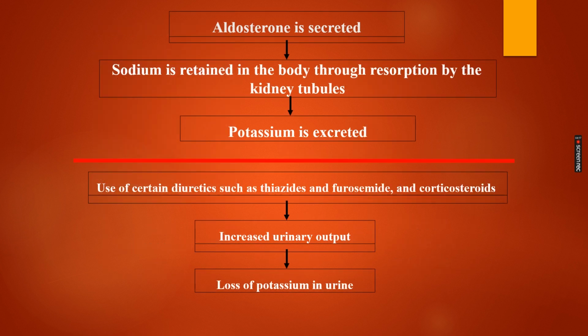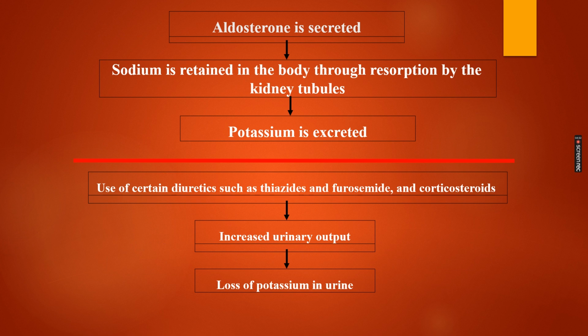Another thing is that when aldosterone is released, it reabsorbs sodium and water. So if there is more sodium in the body, there will be less potassium, so potassium will be excreted out of the body. Also, if the patient is on thiazide, furosemide or corticosteroid type drugs, these drugs increase urine output, and the patient will have potassium loss in the urine.